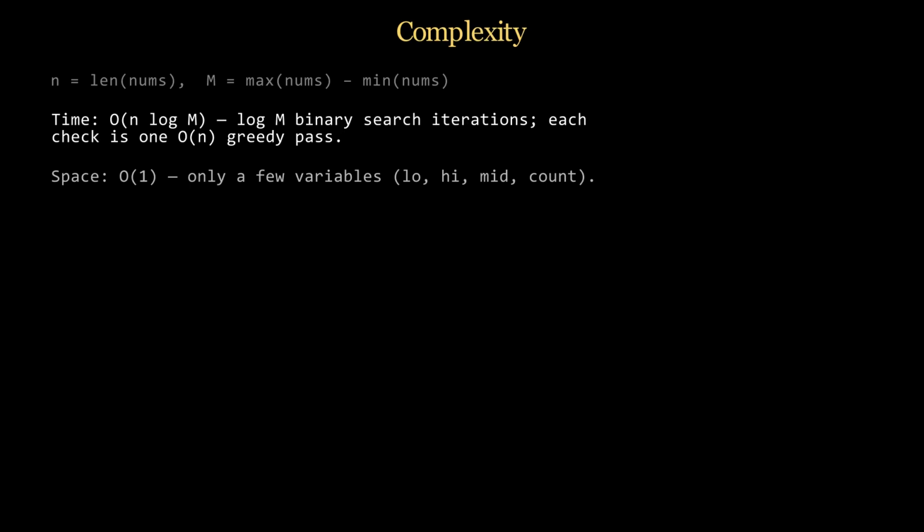N is the length of nums, m is the range from min to max, time is O of n log m. We do log m binary search steps, each with an O of n greedy check. Space is O1, only a few variables.